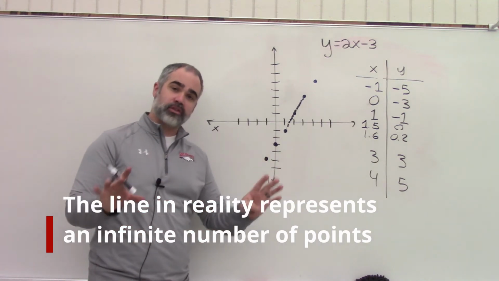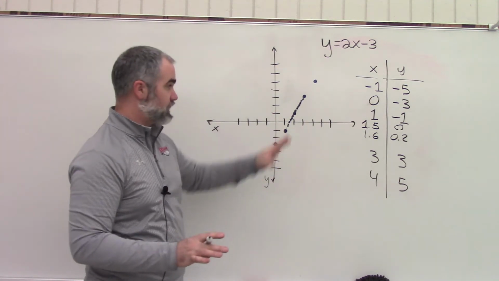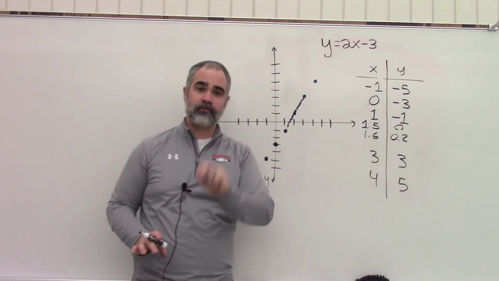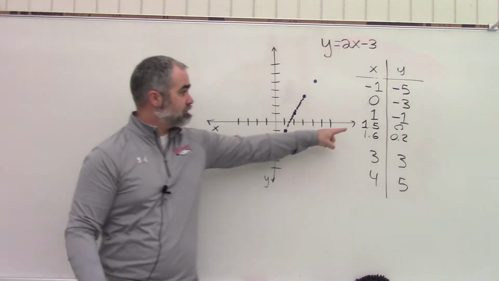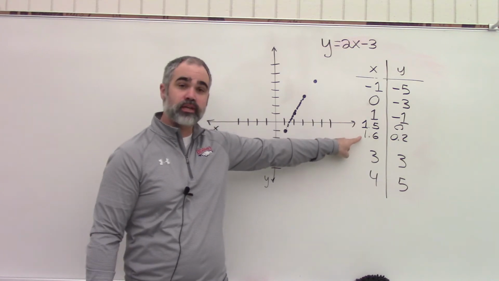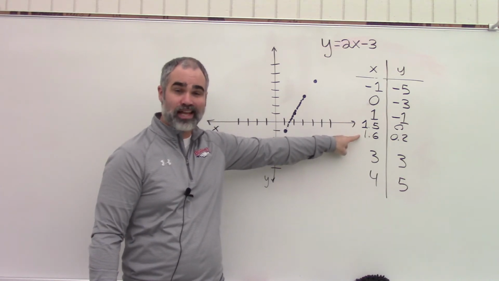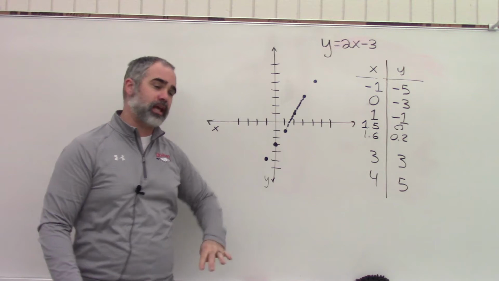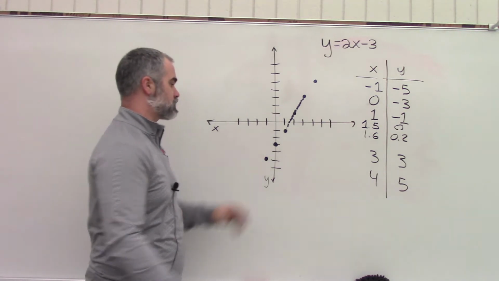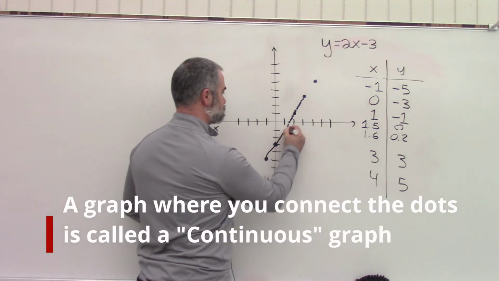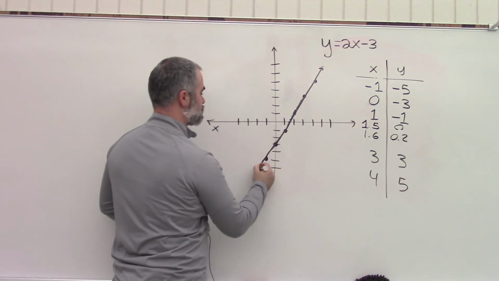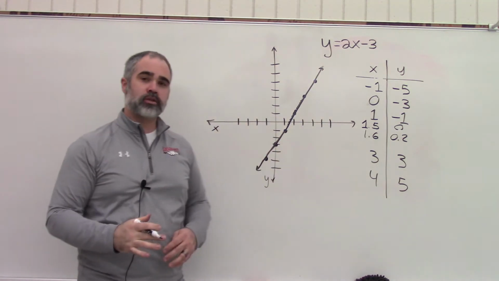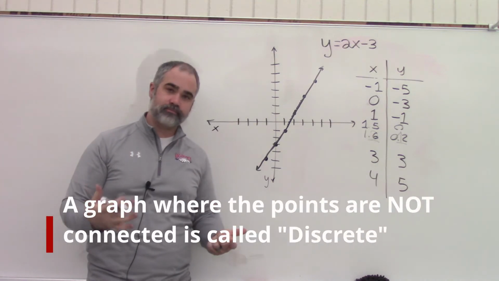So I'm not going to ask you to draw an infinite number of dots. Just connect them. But you should always ask yourself, in many cases you don't connect the dots. So ask yourself if these decimal points are in between. Can you plug them into your equation and get an answer? If the answer is yes, then you can, and we call this a continuous graph. If you can't connect the dots, we say it's a discrete graph.